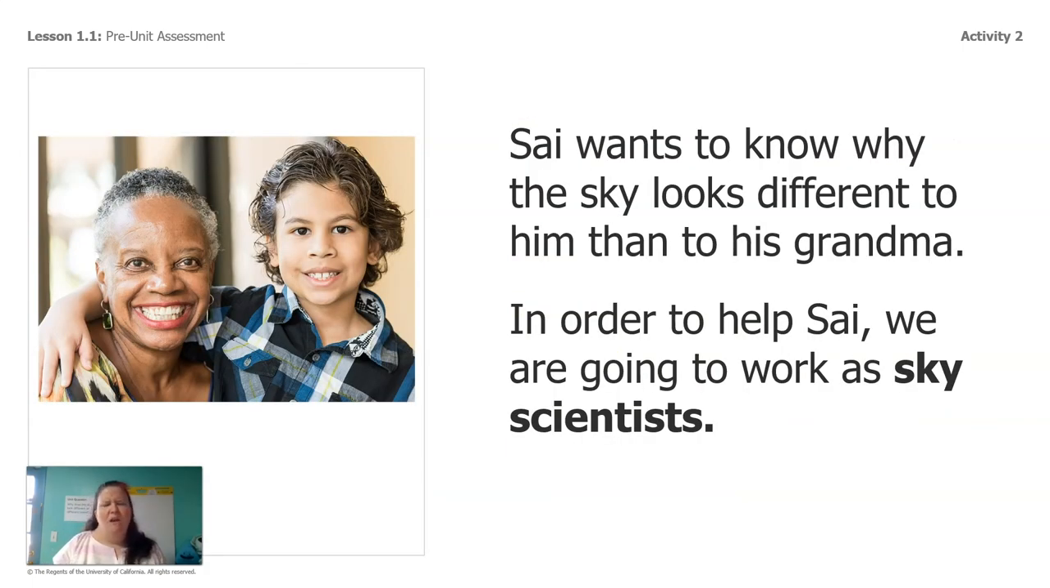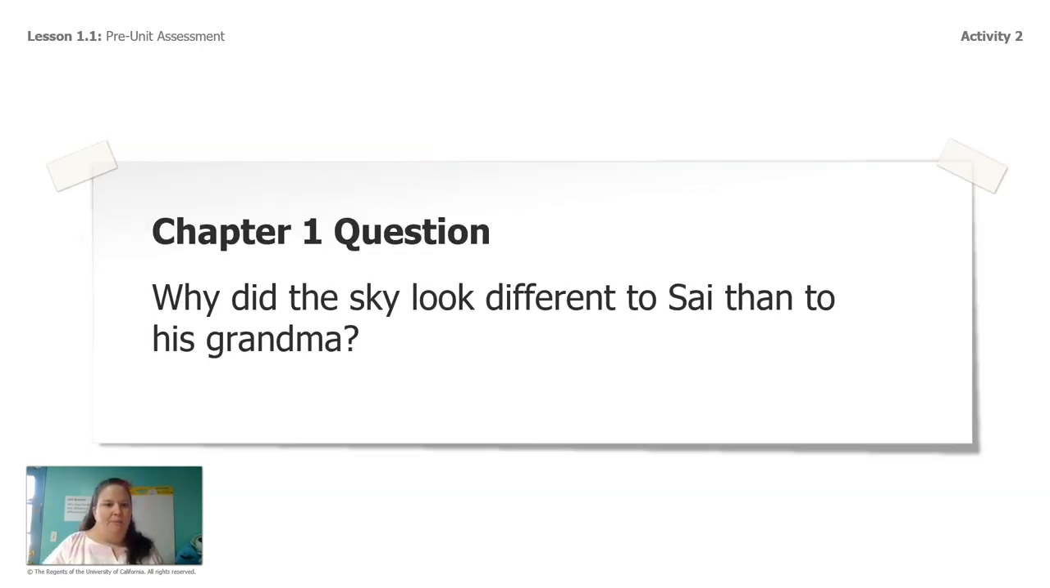Okay, so that was pretty strange to Cy, that if he called his grandma and it was the exact same time for his grandma as it was for him, then how come when they looked at the sky, they saw different things? So we're gonna be sky scientists today and in the next couple weeks and try to figure out how we can help Cy figure this problem out, okay? So why did the sky look different to Cy than to his grandma? So let's go ahead and put that question up, this smaller chapter question, underneath our big unit question.